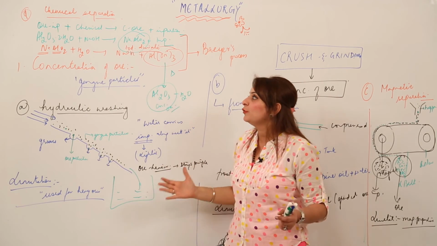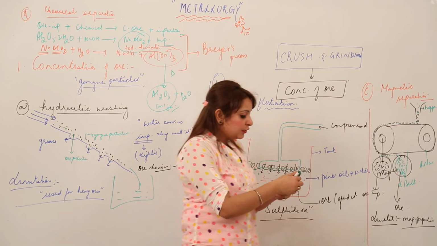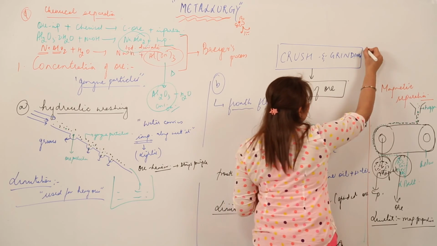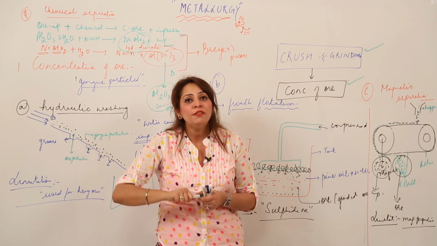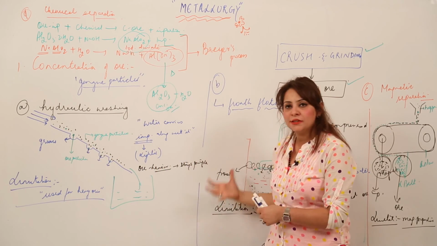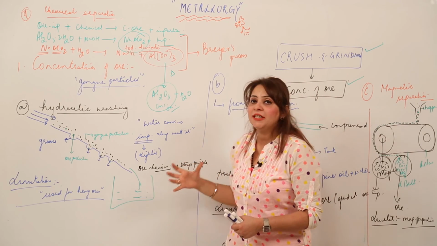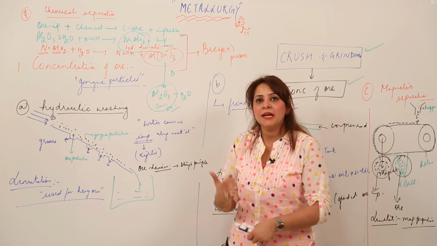So this is how the first step of the concentration of ore is done. We have done crushing and grinding, and we have done different methods for concentration of ore. Now we will be taking the second step, right. First of all, you just copy this in your copies so that you are familiar with all those processes which can be involved in the concentration of ore. Then we will be taking up the second step.